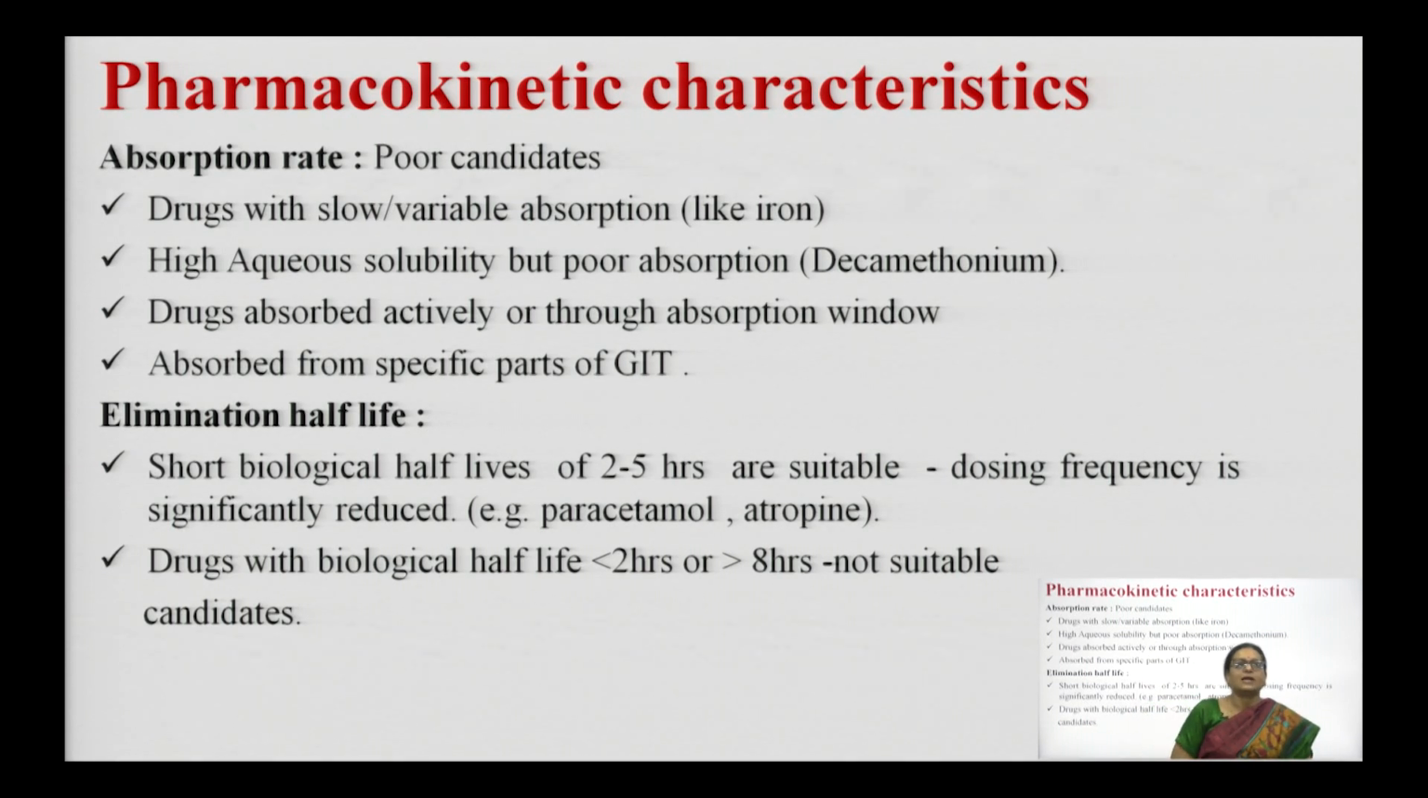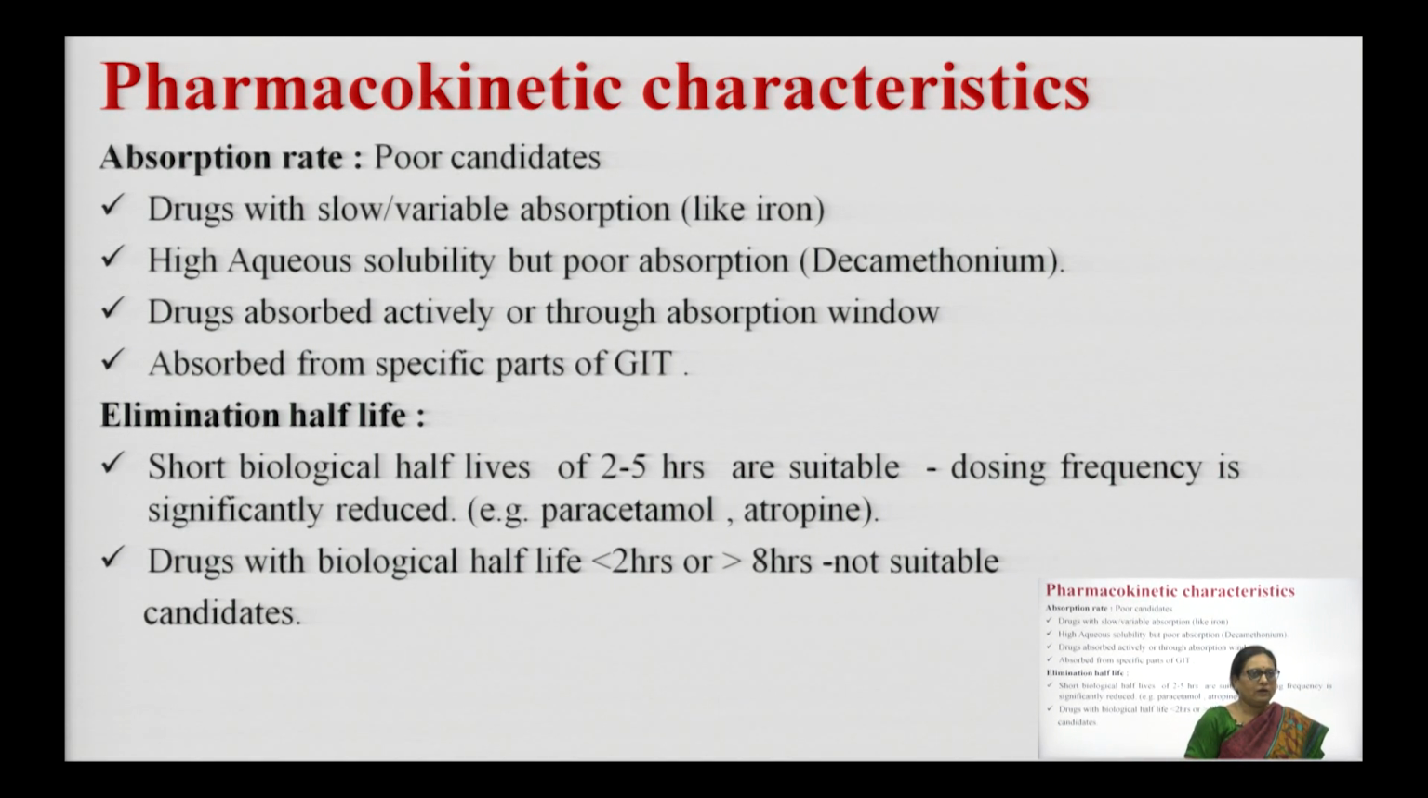Coming to the last category of factors that affect the selection of drug for controlled drug delivery system, the pharmacokinetic parameters include absorption, elimination, metabolism and drug distribution. The first one is the absorption rate. Drugs with slow or variable absorption are poor candidates for formulating controlled drug delivery systems, because such drug candidates are not absorbed through the entire length of the GIT.